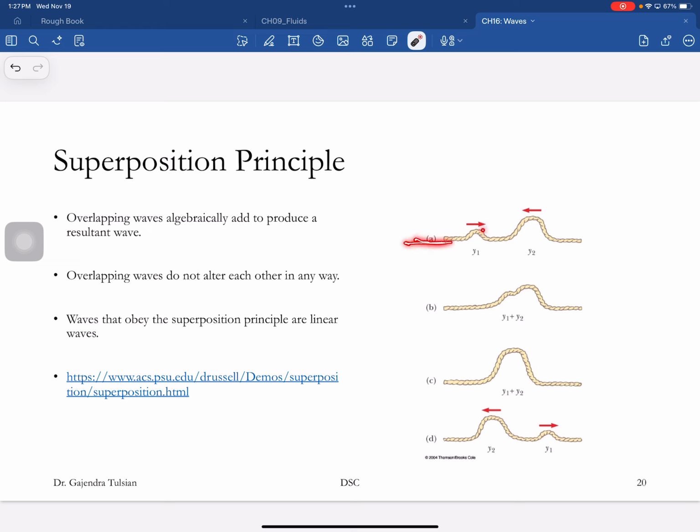Here's a string, and we'll send a pulse on the string from the left to right, and send a pulse from the right to left here. And here's something I want you to notice. When the two pulses are at the same location, you see they added up. This plus this is that amplitude. But look at this. What do you notice here?